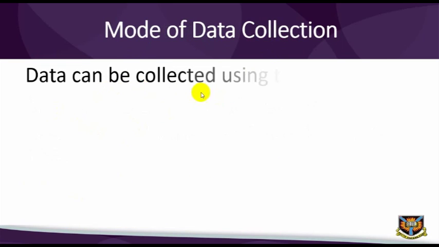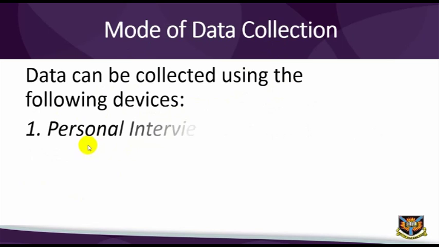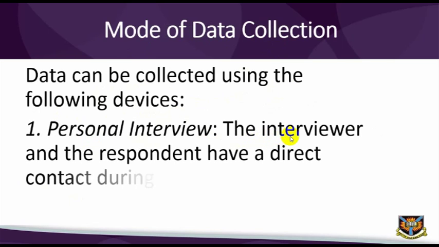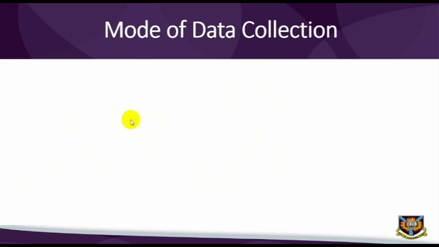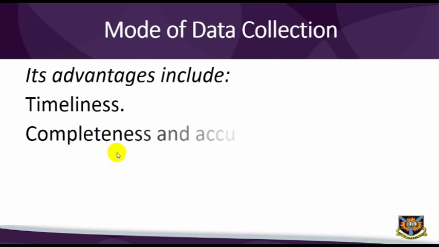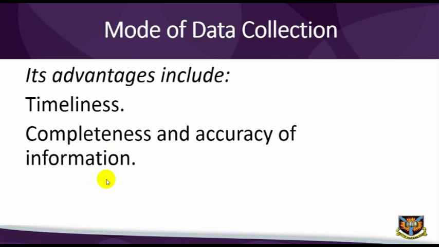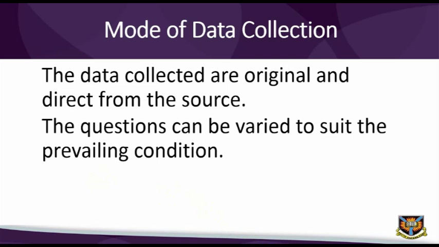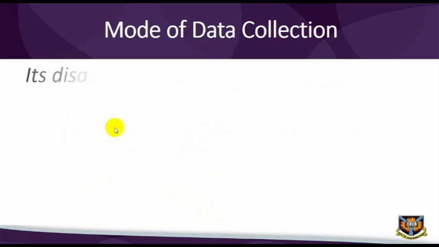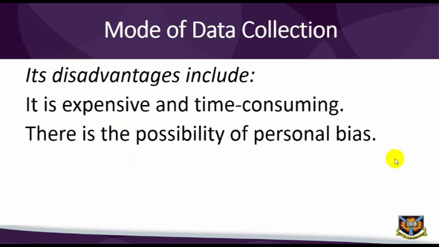Mode of data collection. Data can be collected using the following devices. 1. Personal interview. Here, the interviewer and the respondent have a direct contact during the process of interview. Its advantages include timeliness, completeness, and accuracy of information. The data collected are original and direct from the source. The questions can be varied to suit the prevailing condition. Its disadvantages include that it is expensive and time-consuming. There is the possibility of personal bias.